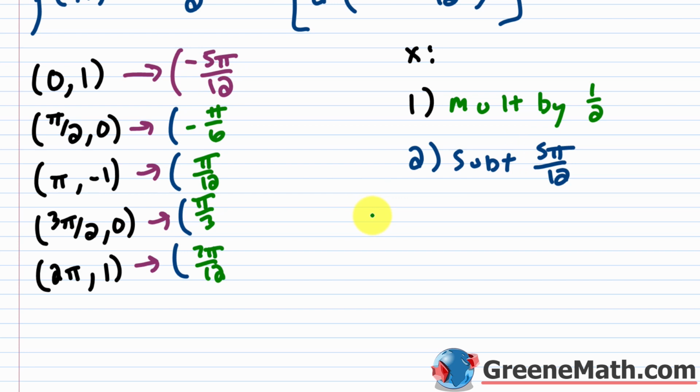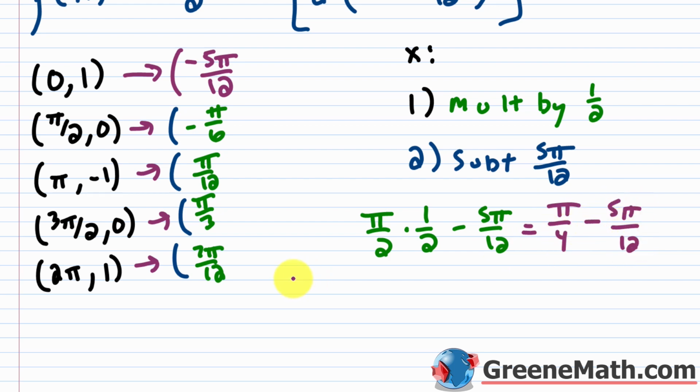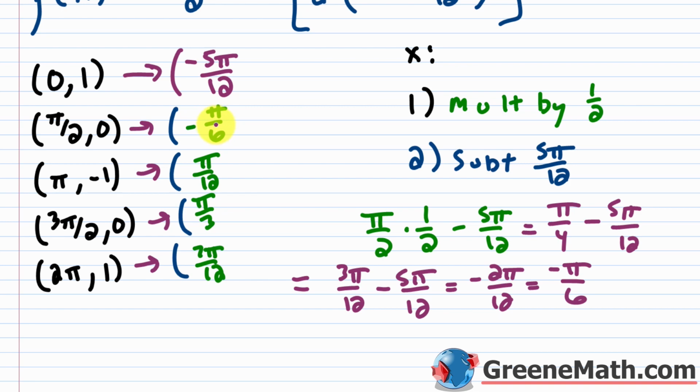Then you would take pi over 2 and multiply by a half. So you do that first. And then you're going to subtract away 5 pi over 12. So this is very tedious because you have to get these common denominators. So this becomes pi over 4 minus 5 pi over 12. So we'll say this is, let's multiply this by 3 over 3. So 3 pi over 12 minus 5 pi over 12, which becomes negative 2 pi over 12, which is going to simplify to negative pi over 6. So you see I have negative pi over 6 there.